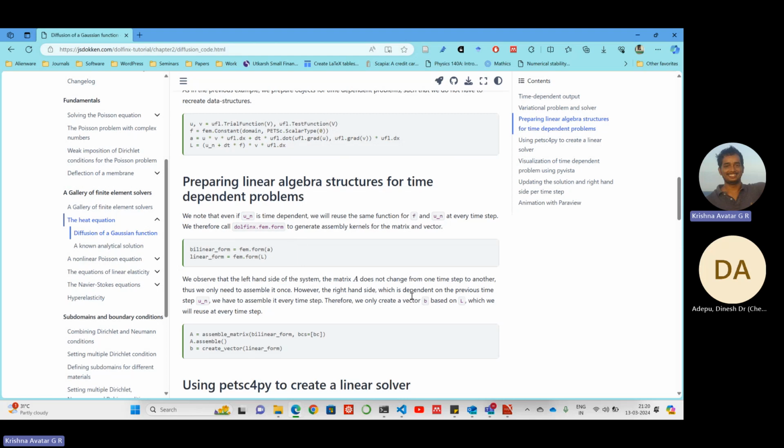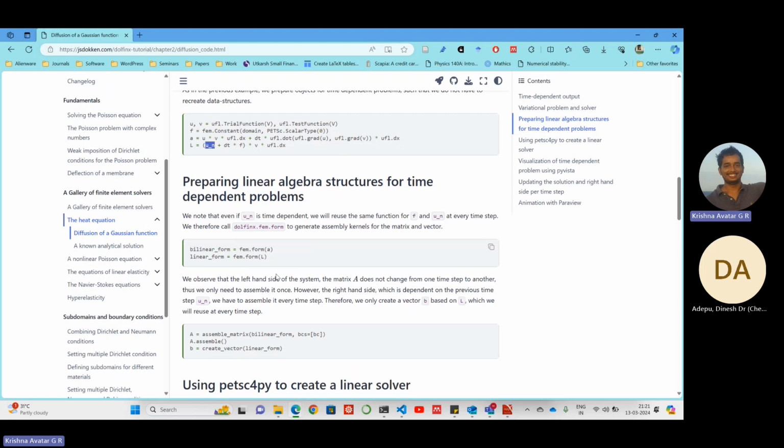However, the right hand side, which is dependent on the previous time step, we have to assemble every time step. Actually, on the left hand side there is nothing new to compute. v is always the same, dx is the same, and similarly the dot product is the same. But on the right hand side you have to keep updating the values all the time because it has u_n. Yes, u_n is updated. Yeah, now I see what it means.